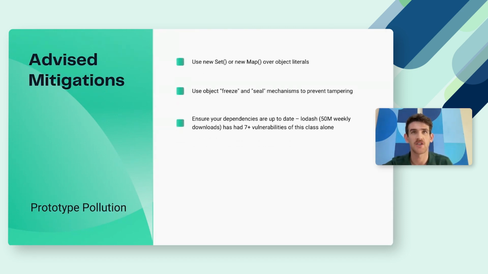So some advised mitigations are using the set or map constructor, using freeze and seal mechanisms to ensure your data's classes are not modifiable, and ensuring your dependencies are up to date. Lodash is a very popular library. It has over 50 million weekly downloads, and that number has grown tremendously in the last couple of years. But they've had over 7 different types of this vulnerability of just this class. So that's a case where you would need to be very sure that you're using the most up-to-date dependencies and you're not at risk to some of these vulnerabilities.